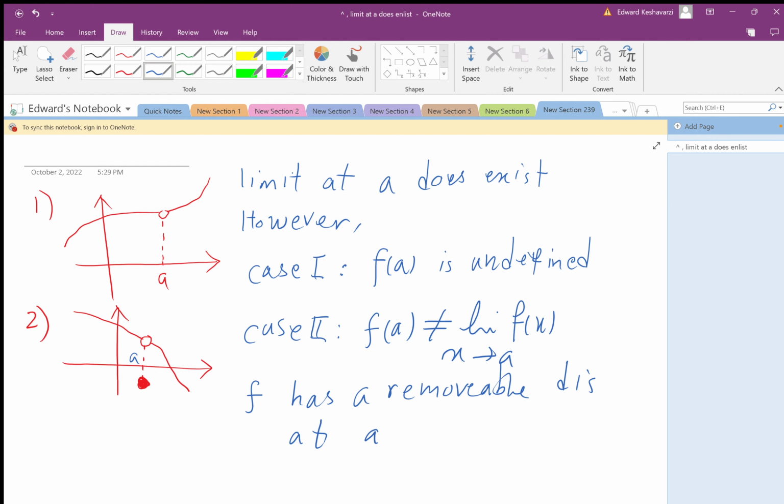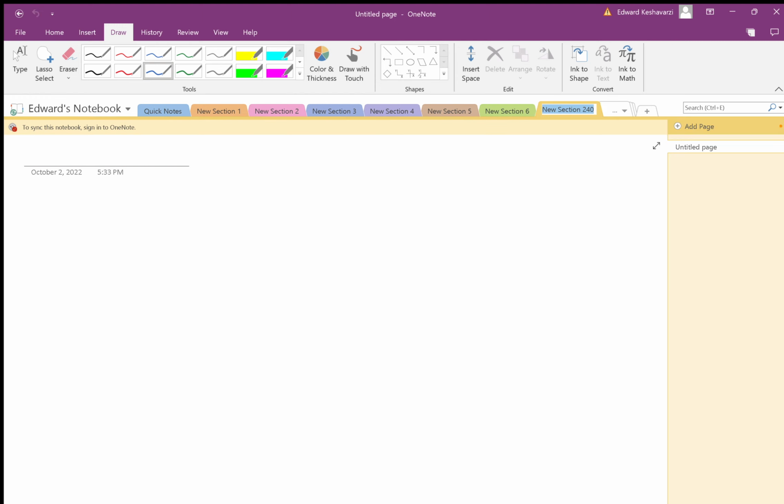So again, f has a removable discontinuity at a if limit at a does exist, but there are two cases for f of a. F of a might not be defined, or if it is defined, it's not going to be equal to the value of the limit. So let's have another example.